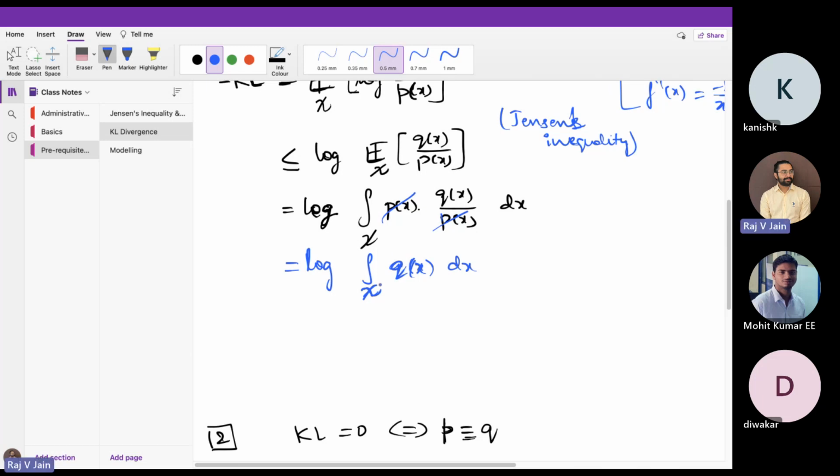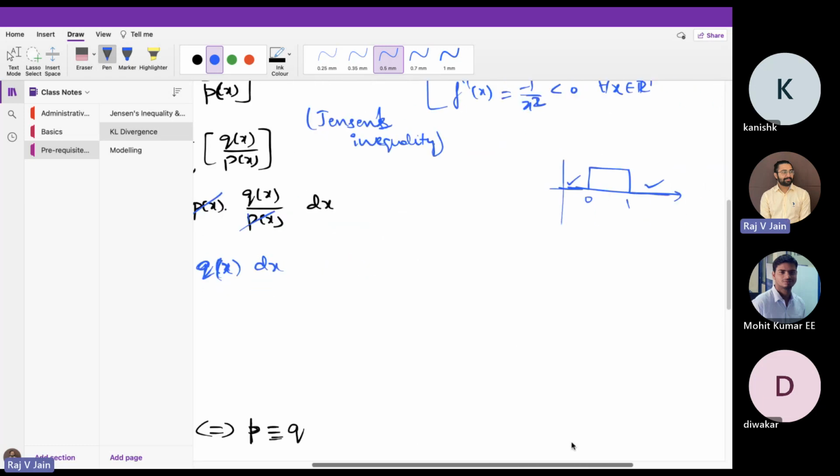So what is the integral of a PDF function? We just discussed this. It's 1. So can I write this as log 1? But the support of Q of X is... Right, exactly. Good catch. So here we're doing something like this, right?